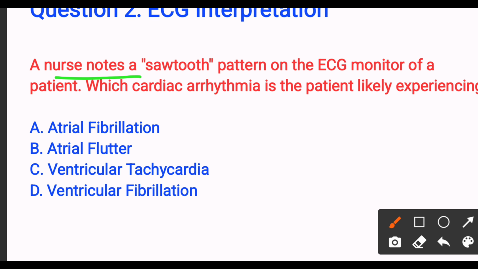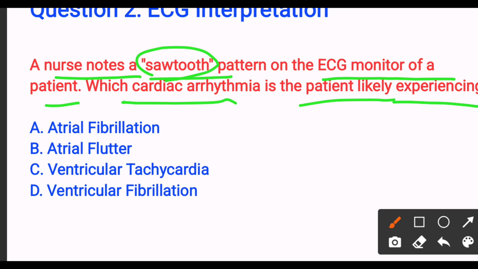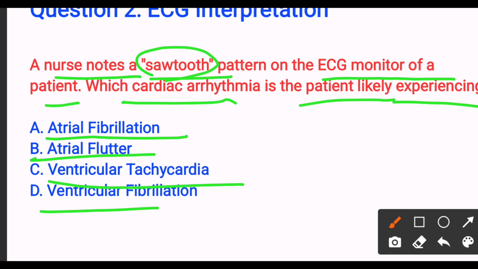A nurse notes a sawtooth pattern on the ECG monitoring of a patient. Which cardiac arrhythmia is the patient likely to be experiencing? Option A, atrial fibrillation. Option B, atrial flutter. Option C, ventricular tachycardia. Option D, ventricular fibrillation.